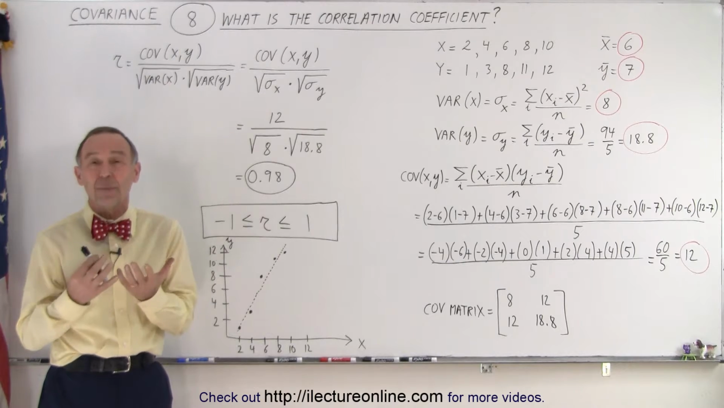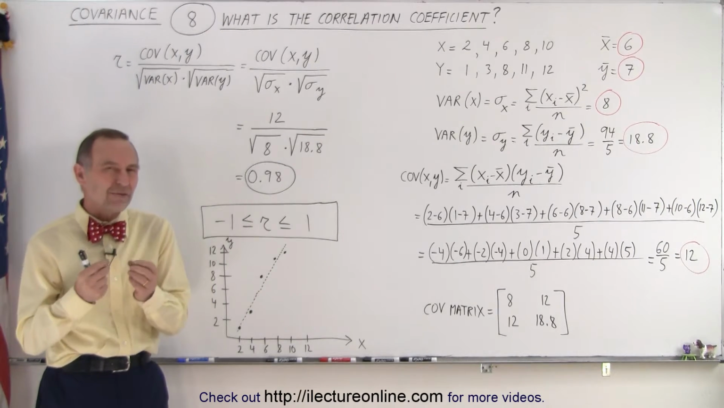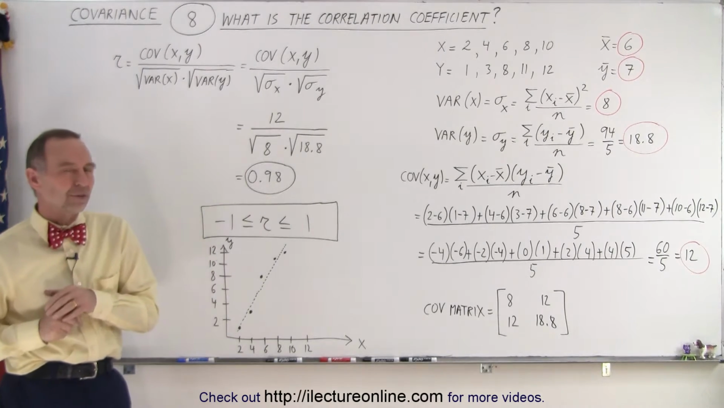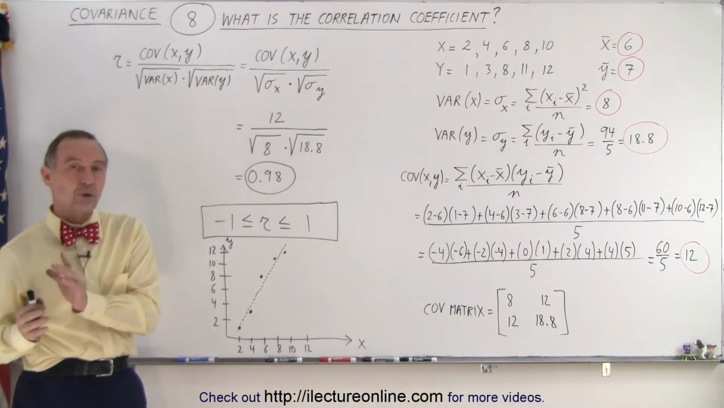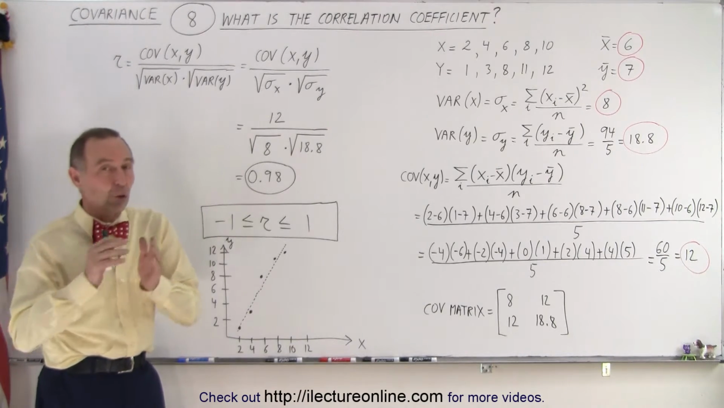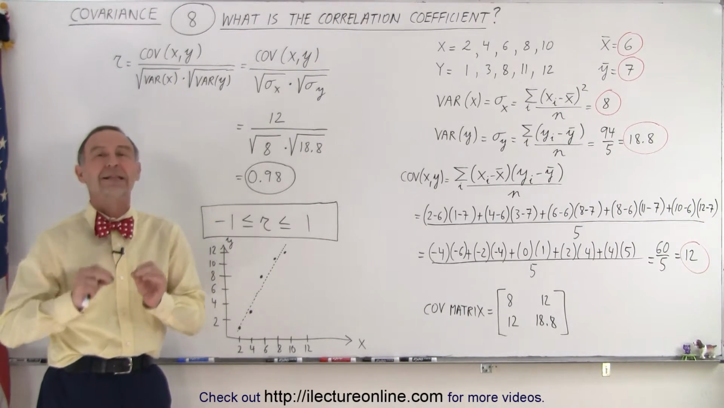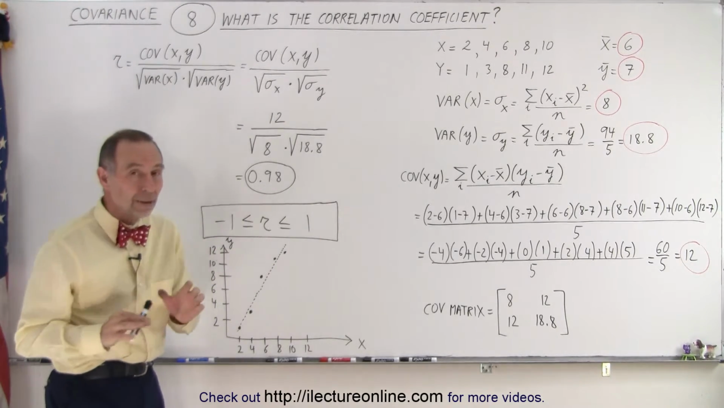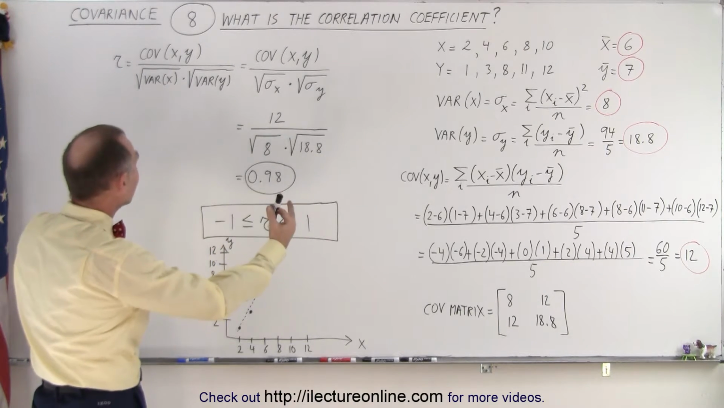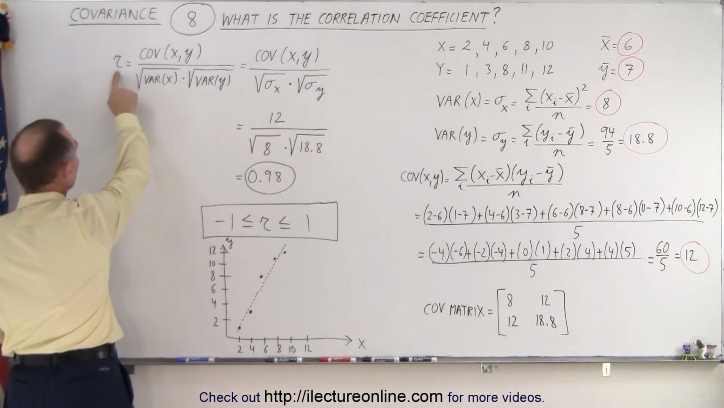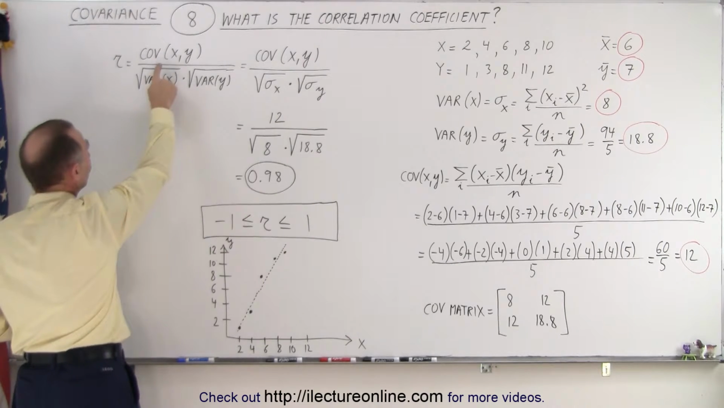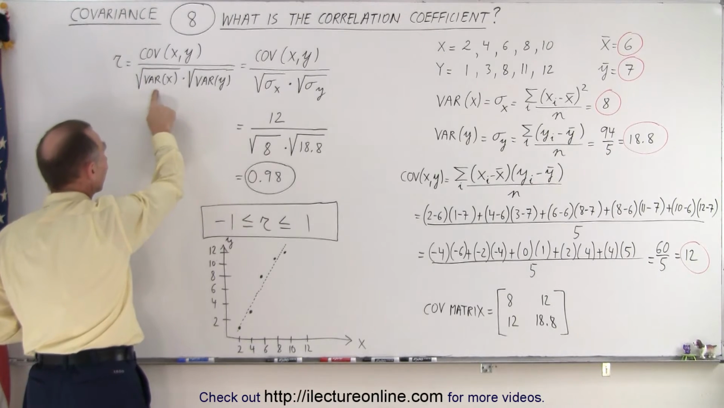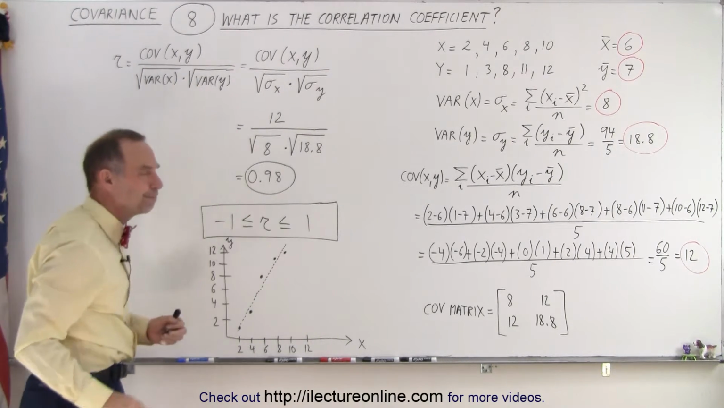But the size of the number when we calculate the covariance doesn't give you an accurate understanding of what that relationship is. So if we change from the covariance to what we call the correlation coefficient, now we have a much better idea of how well the two data sets relate to one another. By definition, the correlation coefficient, for which we use the small letter r, is simply the covariance divided by the square root of the variance of x and the square root of the variance of y.